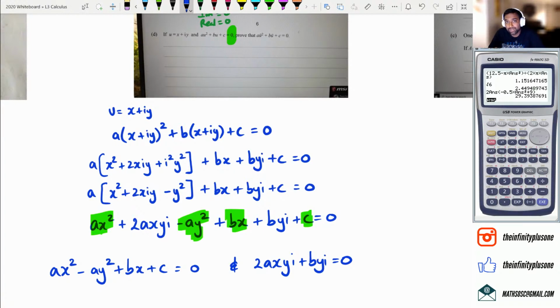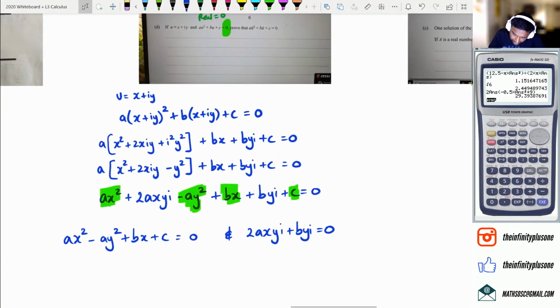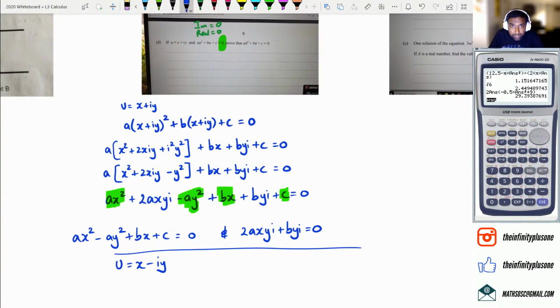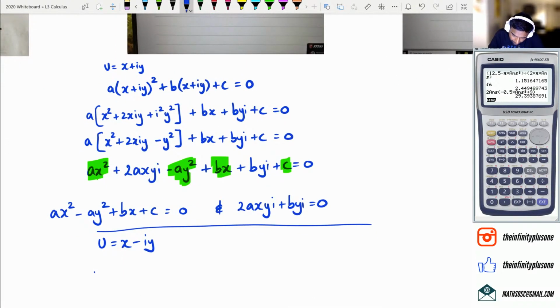Now I need to go to the second part of the question and prove that the conjugate squared and so on. For the second part, I know that u conjugate equals x minus iy. So I'm going to have to do the whole thing again, I believe. So I'm going to go a times (x minus iy) squared plus b times (x minus iy) plus c equals 0.